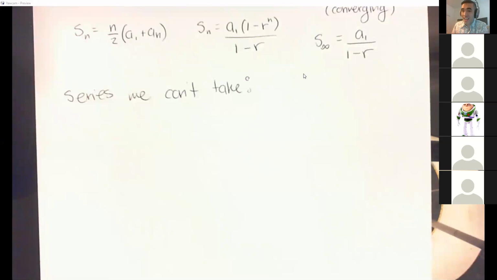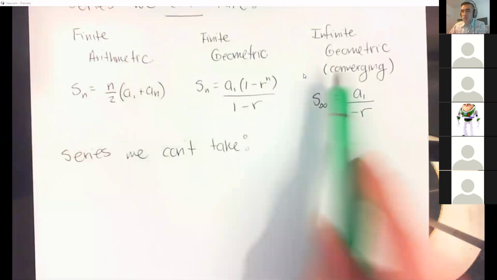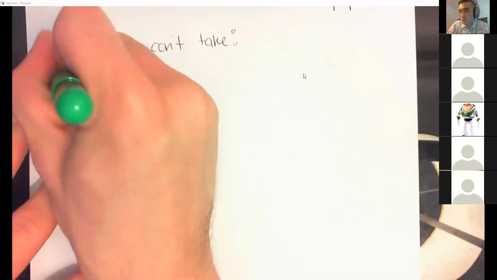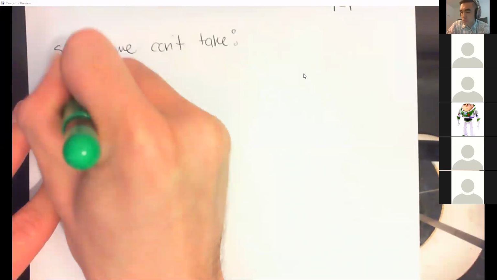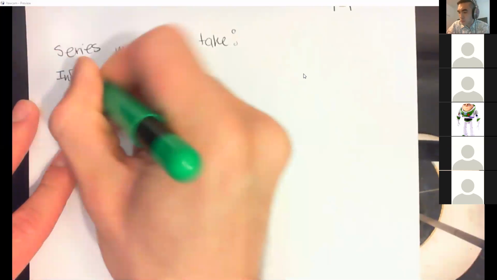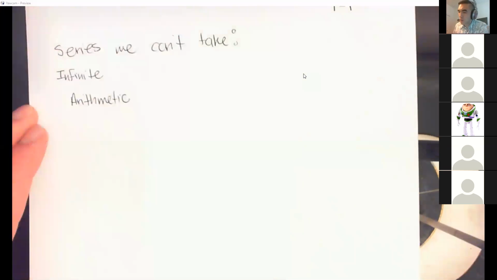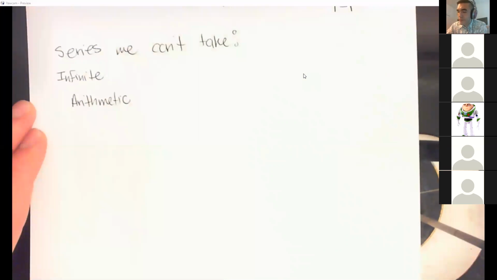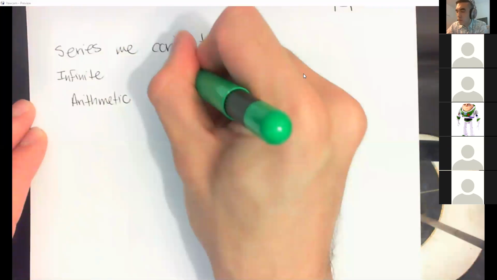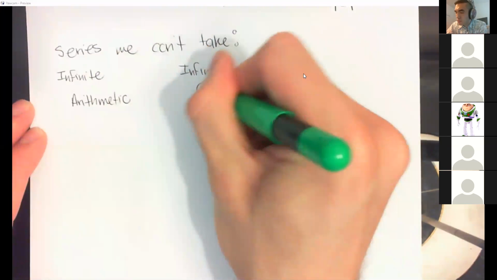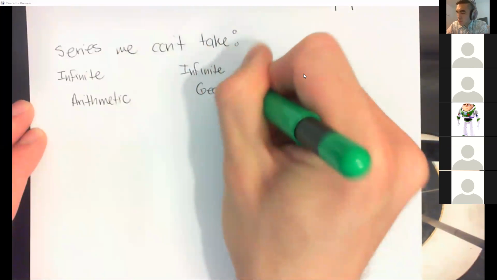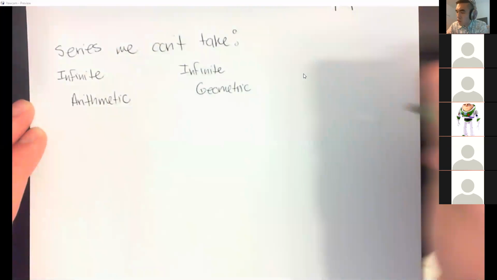Anyway, here are some series that we can't take. Basically all of the categories aside from these 3 narrow ones. So that is to say that we can't take infinite arithmetic series. You cannot take an infinite arithmetic series. You also cannot take infinite geometric series which are not converging.